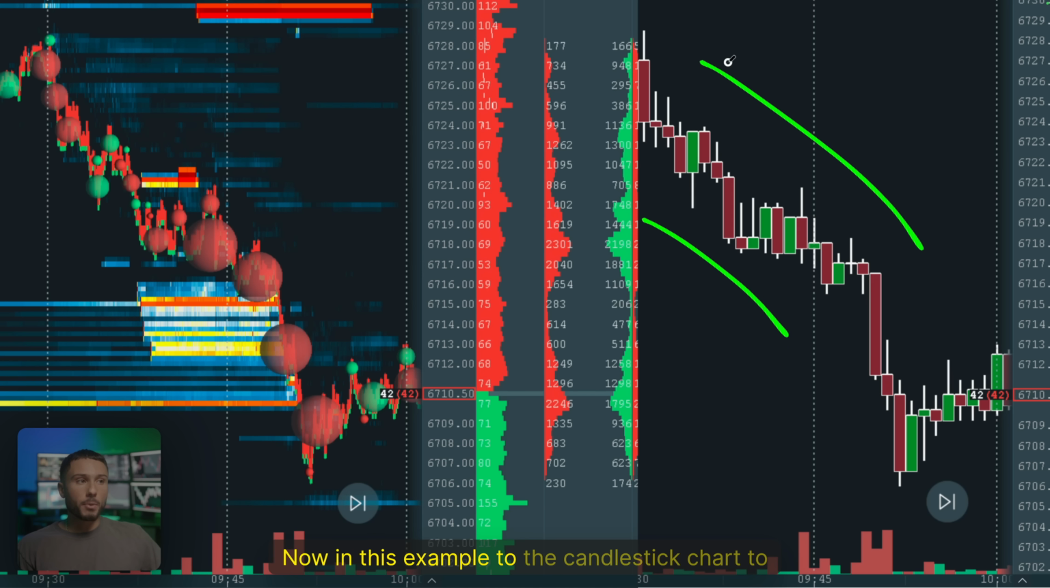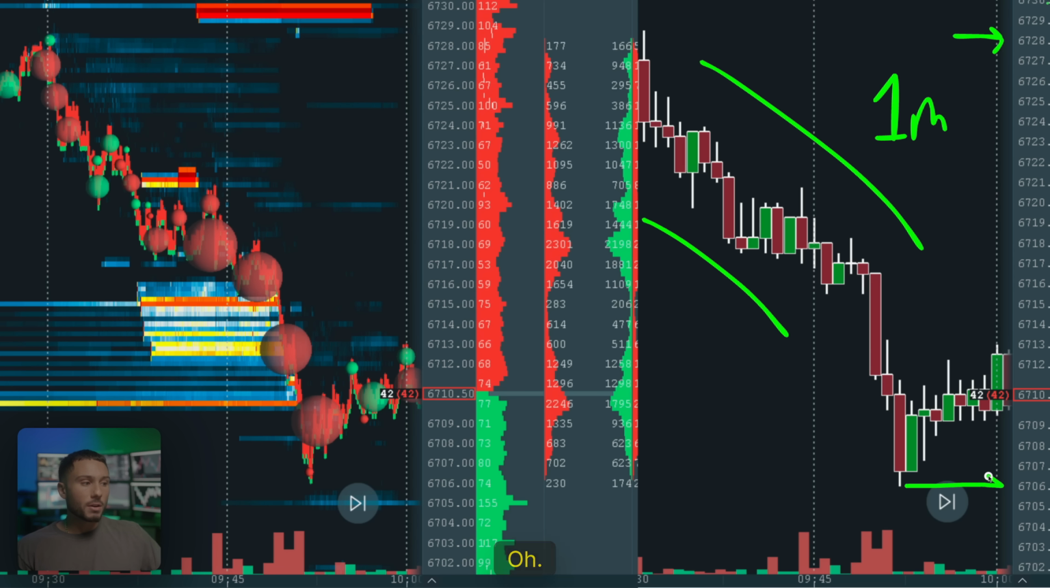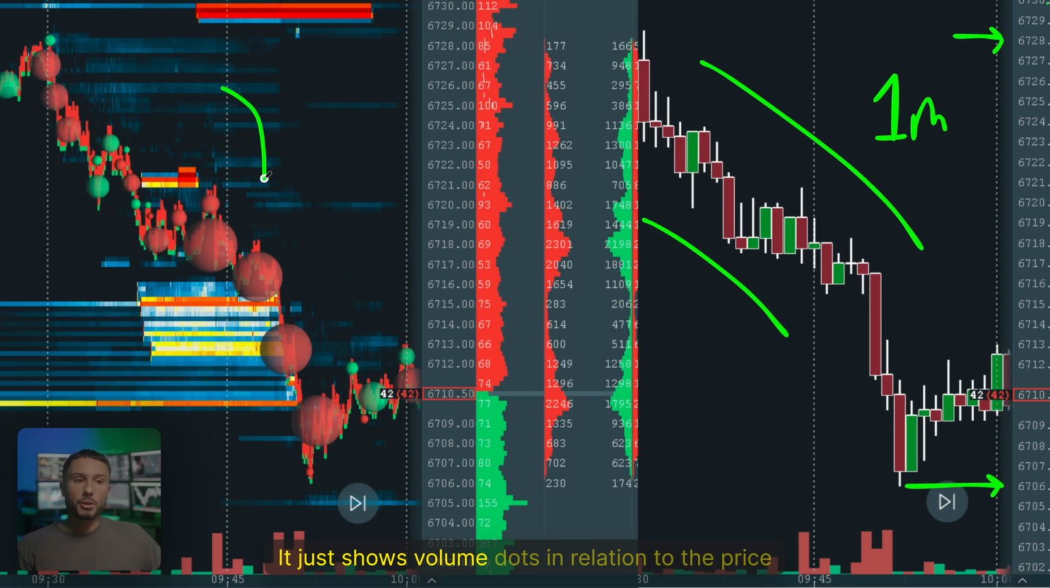Now, in this example, on the candlestick chart to the right, we see the market making a high around 67.28. This is a 1 minute chart right here, and making a low down here around 67.06. The chart on the left is a heat map followed by essentially a time and sales. It just shows volume dots in relation to the price they're getting transacted at.